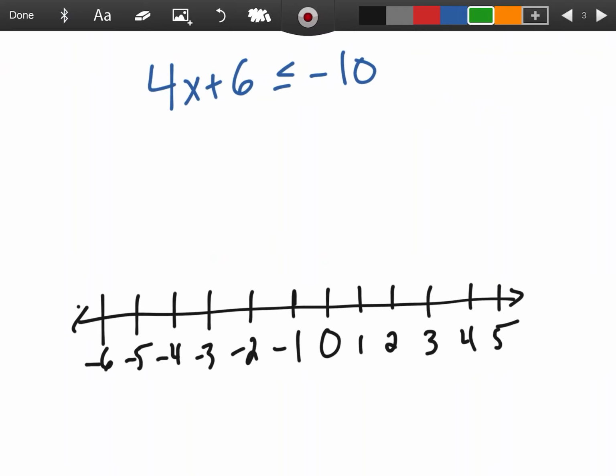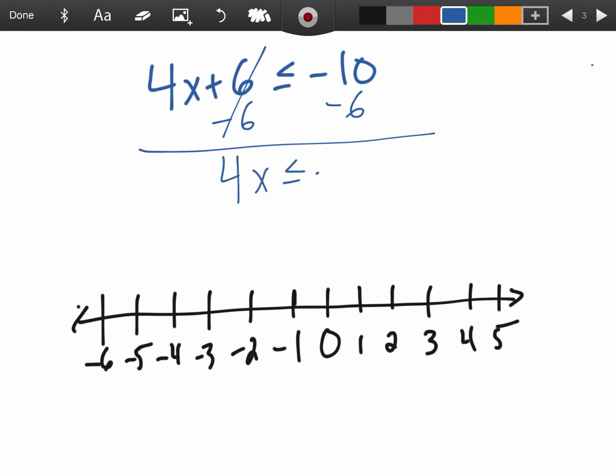All right, and what if we get an inequality like this? Well, this is the same thing as solving an equation. Just like when we were solving equations, we're going to take the same exact steps. So we're doing those order of operations in reverse order here, right? The inverse operations. So we're going to subtract 6 from each side. Subtract 6. We're left with 4x is less than or equal to negative 16. And then we divide by 4. Divide by 4, we get x is less than or equal to negative 4.